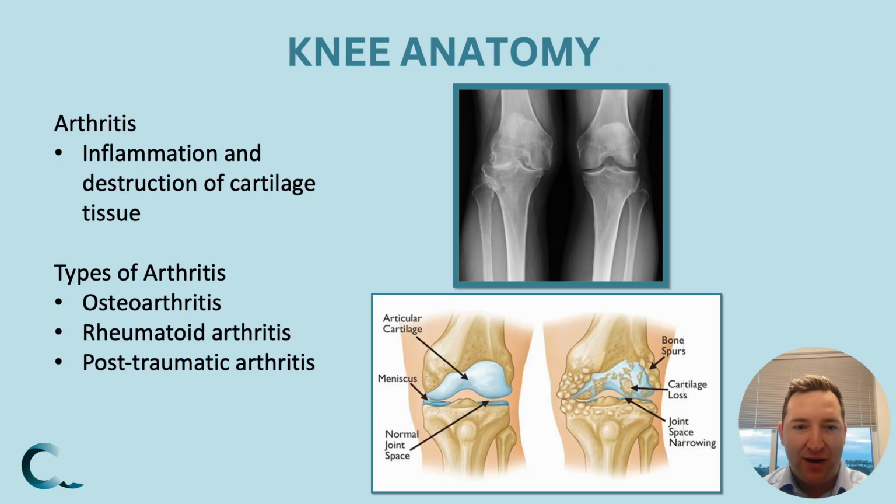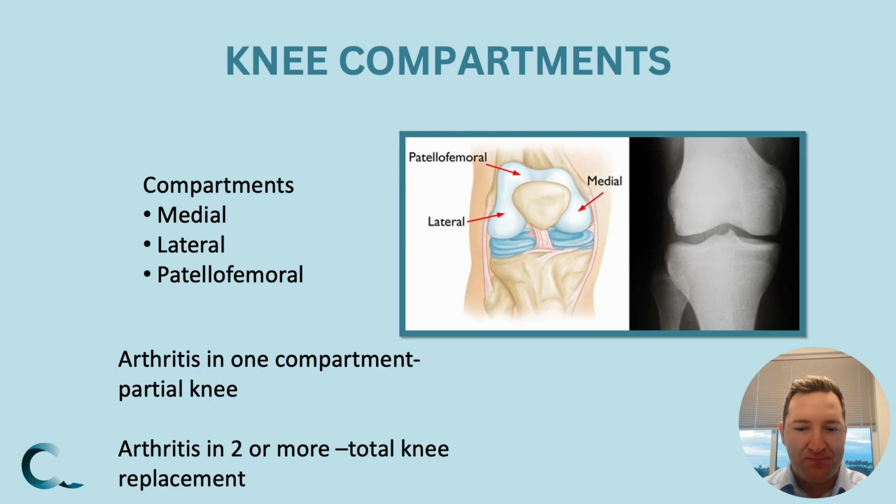Arthritis is when you have loss of articular cartilage, and that happens either from trauma or from normal wear and tear patterns. There are different types of arthritis, with the most common being osteoarthritis, and all that means is that you've lost some of the articular cartilage in your knee.